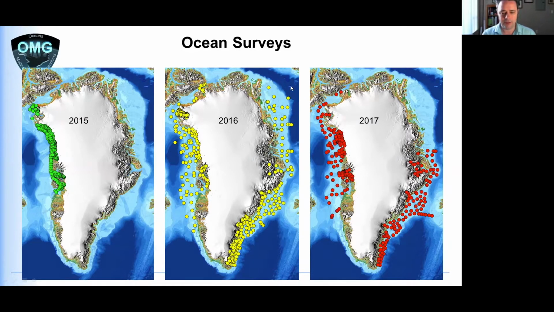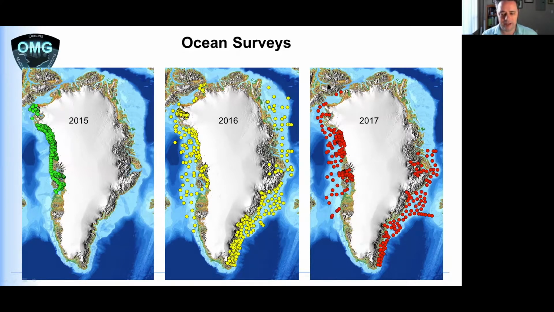This is about 210 or 215. We didn't quite get to drop all the ones that we wanted because we ran a little late into the year in 2016, but we did get a nice even survey all the way around, except the very northern parts, which are pretty well perennially covered with ice.